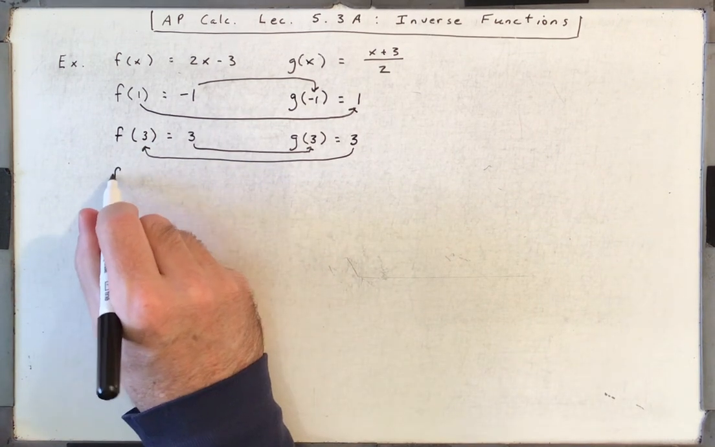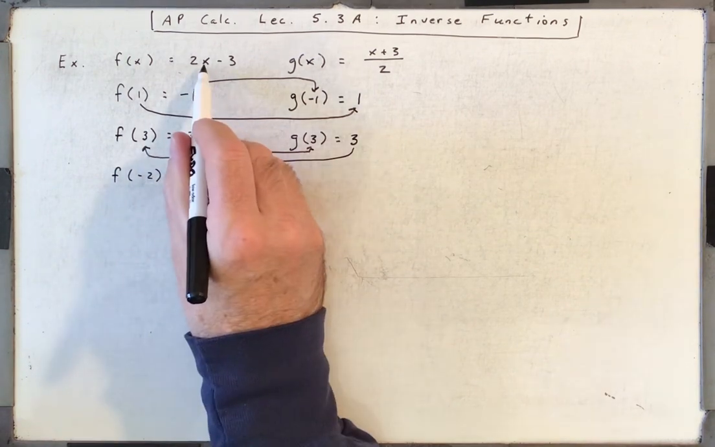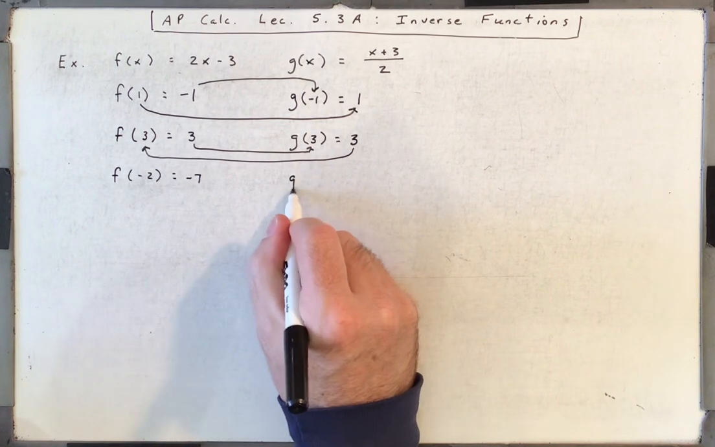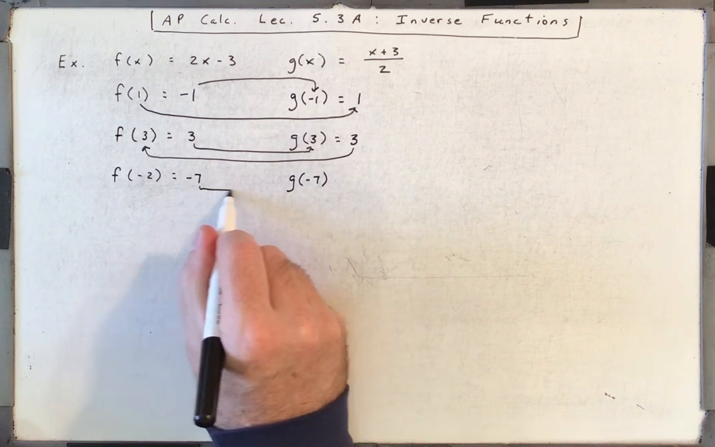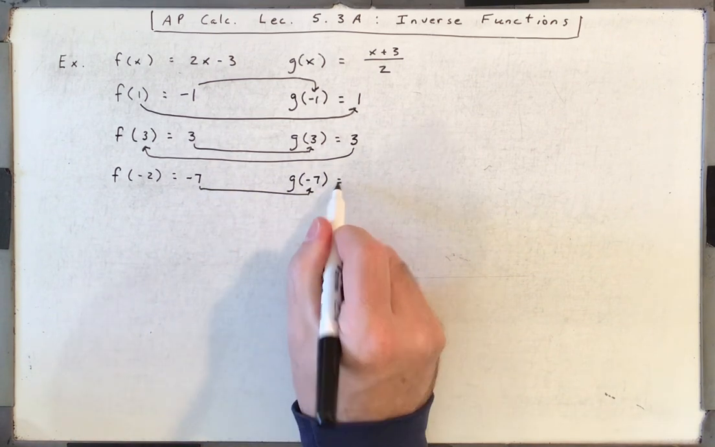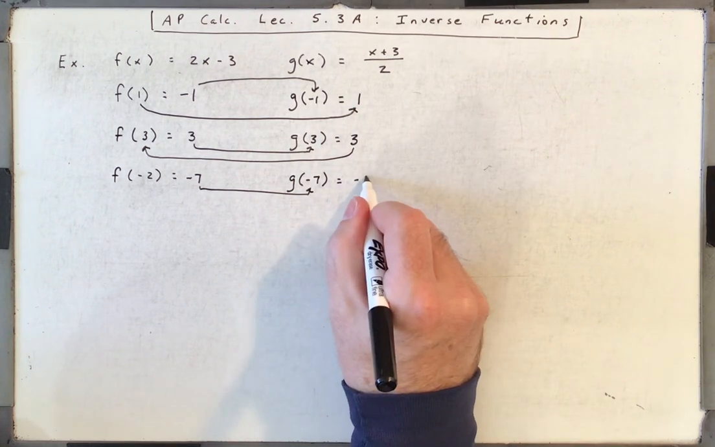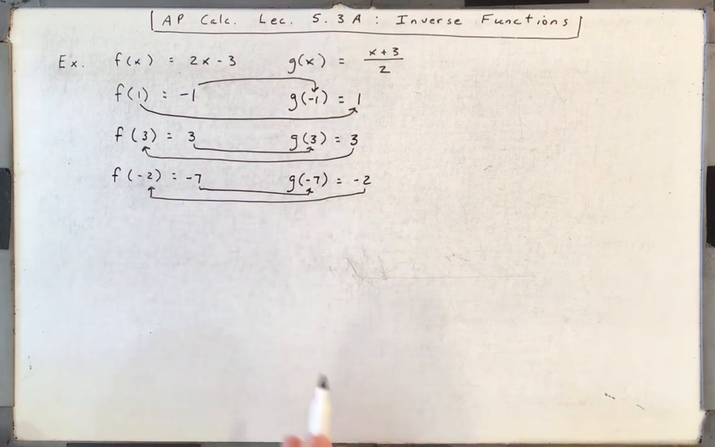Let's try one more. Let's try f of negative 2. If we plug in negative 2, that'd be negative 4 minus 3, which is negative 7. And then we'll plug that output into g. So negative 7 plus 3 would be negative 4 over 2, which is negative 2, which matches our original input.